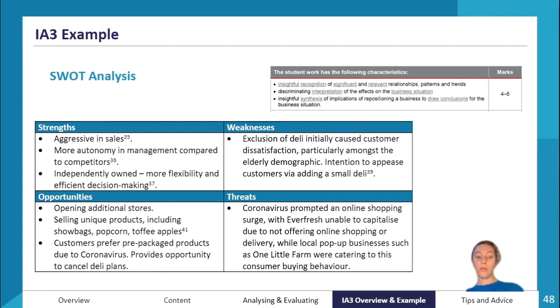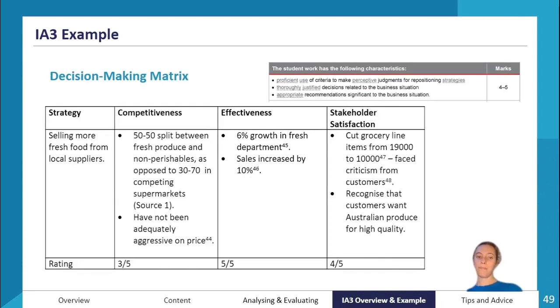Opportunities: opening additional stores, selling unique products. Threats: you're looking at coronavirus in this case, which was something big that impacted the business during that stage of repositioning.